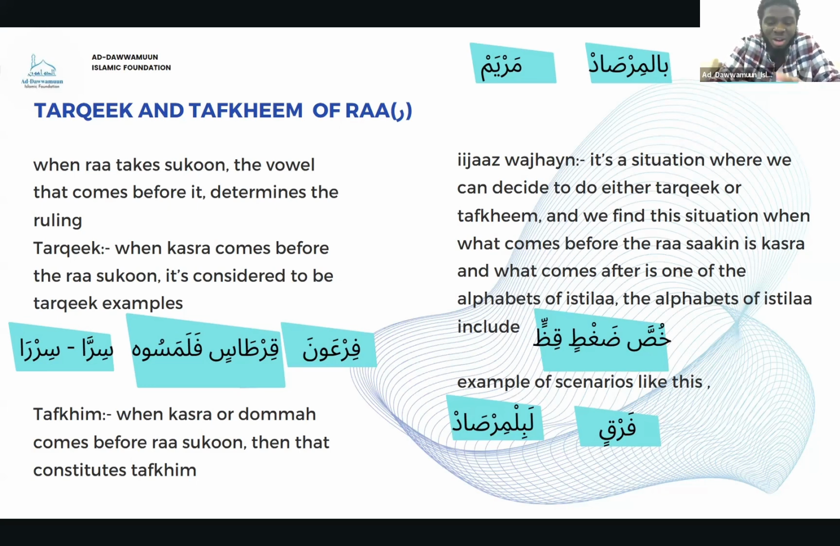When any of these alphabets, so when we have a word, okay, we have Ra sukun. What comes before the Ra sukun takes kasra. What comes afterwards, after the Ra sukun, is what? One of the alphabets of what? Isti'la.